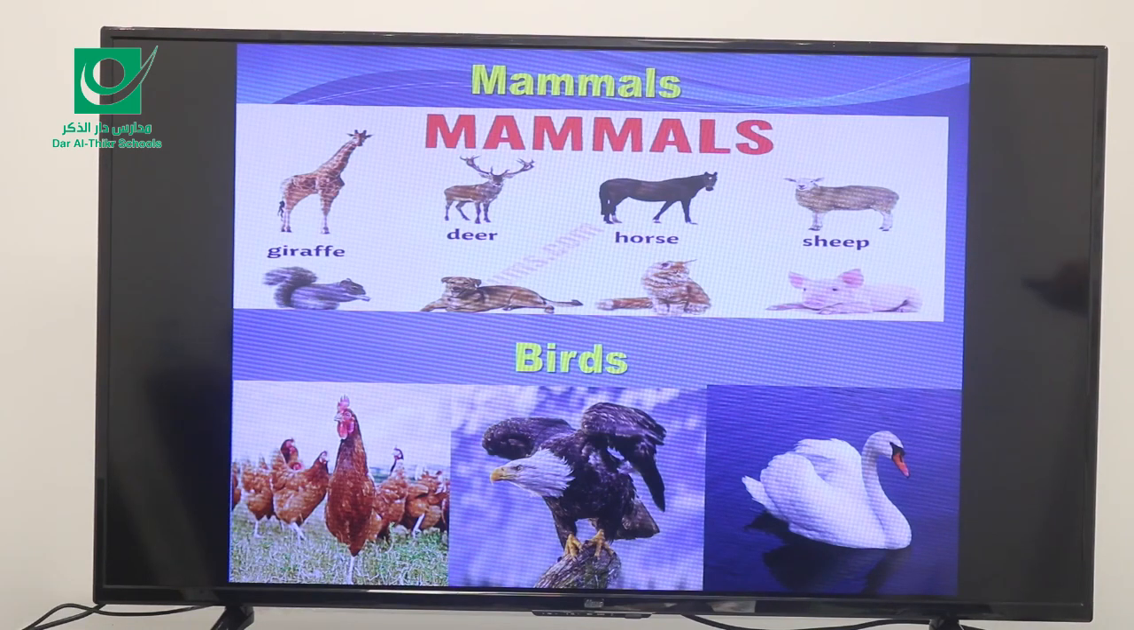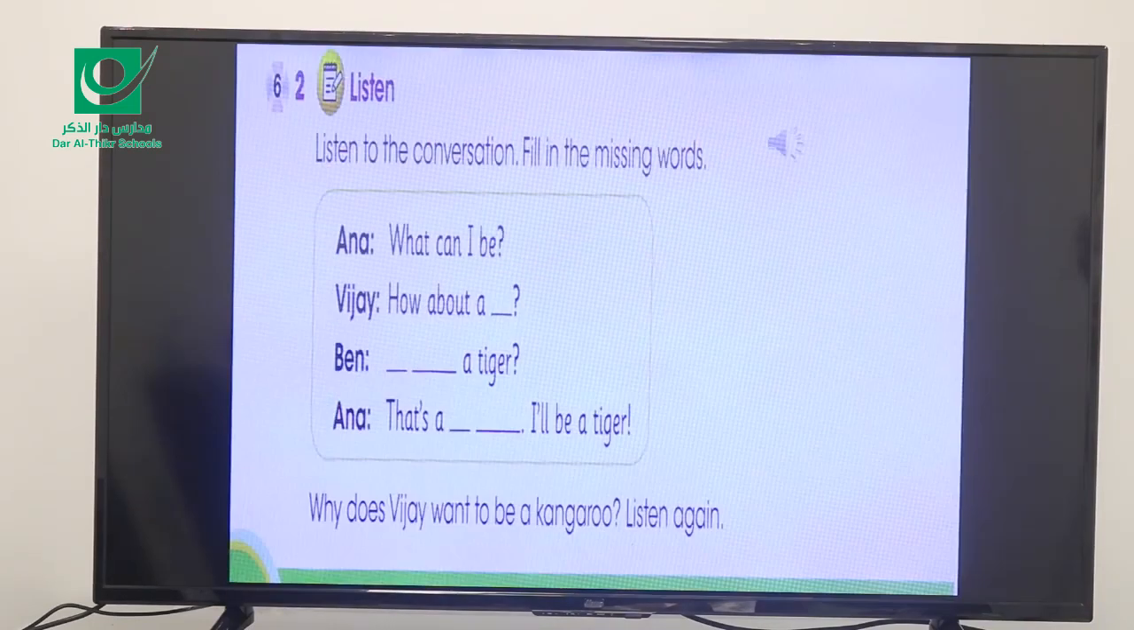Mammals, I will show you some mammals like the giraffes, deer, horses, sheep, squirrels, dogs, cats, pigs. All of those animals you see in the first picture, they are mammals. Birds, as you can see, we have hens, eagles, swans, ducks, etc. Again, you need to concentrate on this and decide which animals are mammals and which are not, or you can say that they are birds.